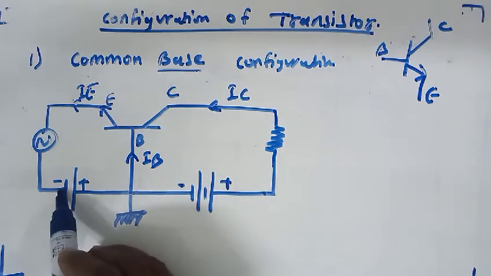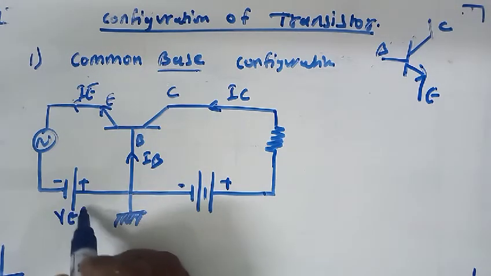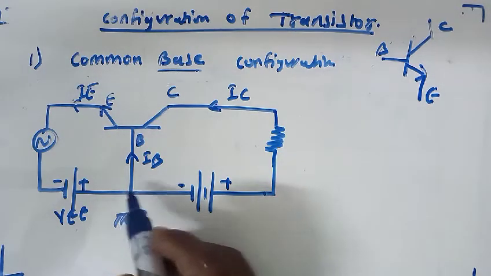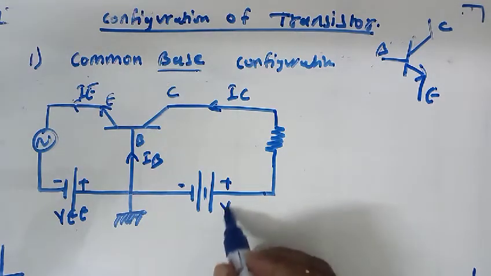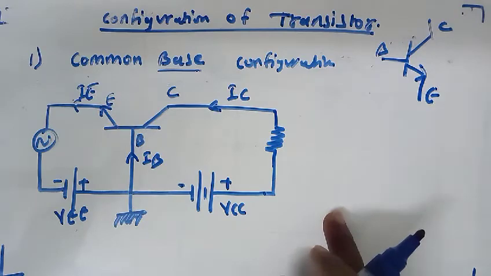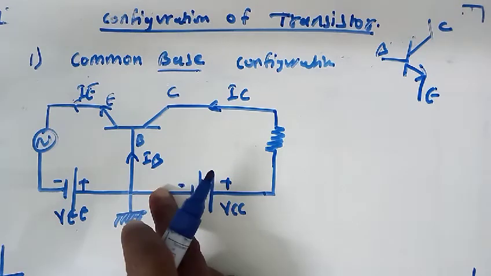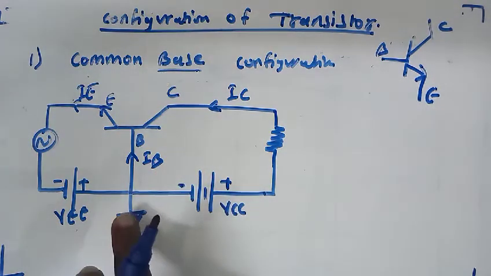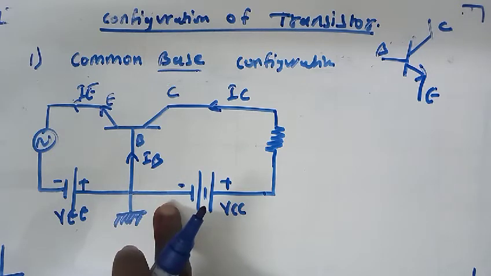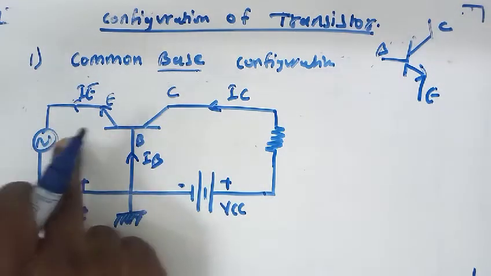If the emitter supply voltage is common, you will call it VEE. If the collector to the base is attached, you will call it VCC. So this is the simple diagram for the common base configuration. In this configuration, the base is common to both the input and the output. Students, the base is common for both input and output.